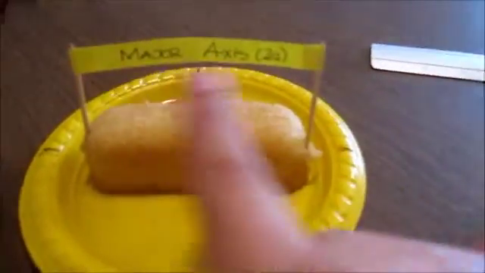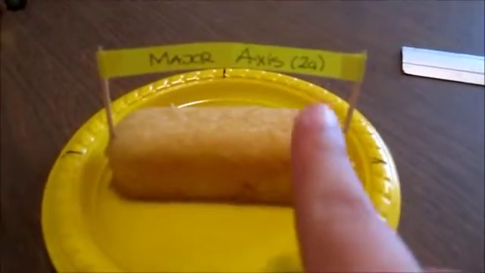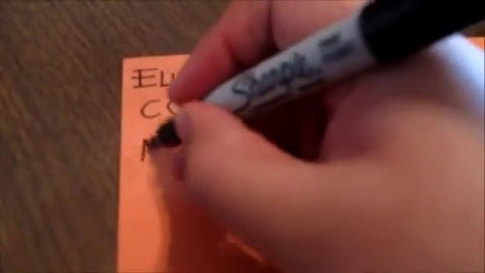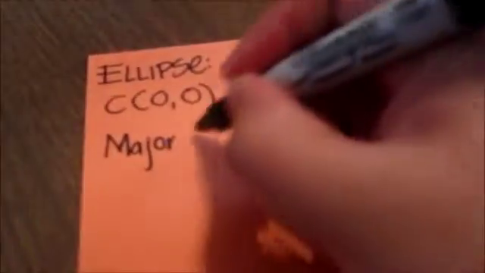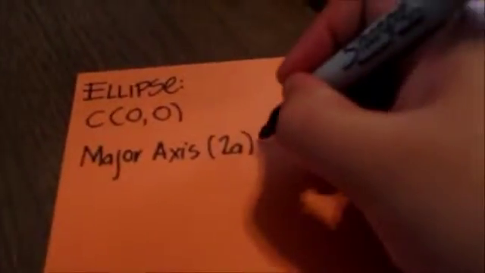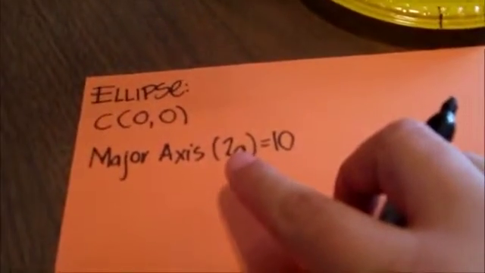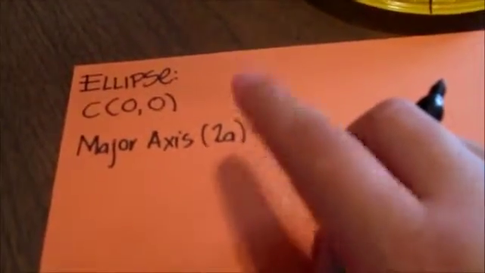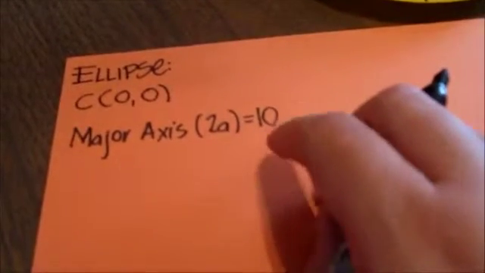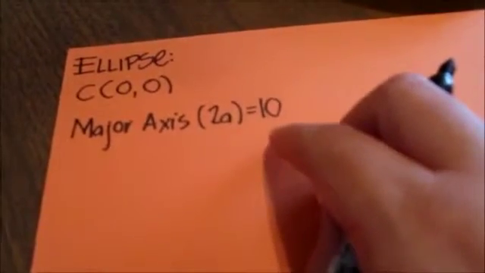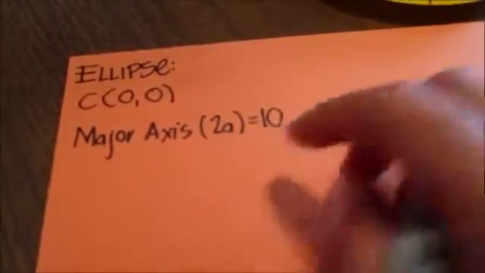This is the major axis length, and as you know, major axis equals 2a, so I will write it here on my paper. Major axis is 2a. Since I measured before, I know that this equals 10. With this information, now I know that the distance from the center to the vertex is 5, or my a equals 5, because 10 divided by 2 gives me 5. So I have my major axis.